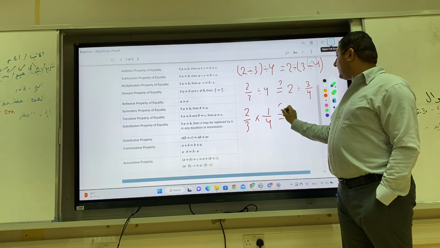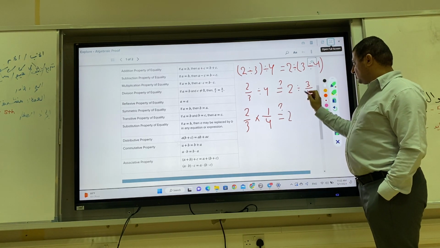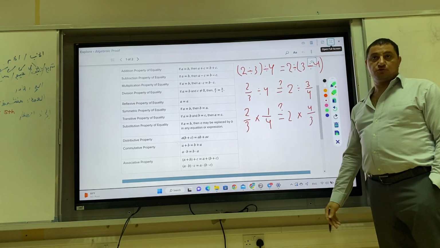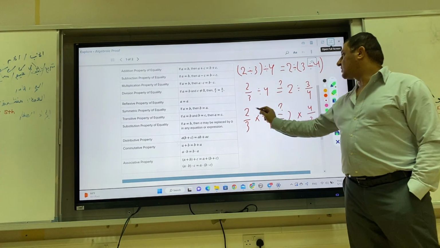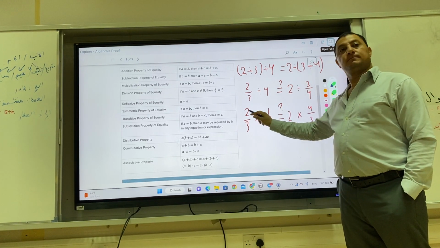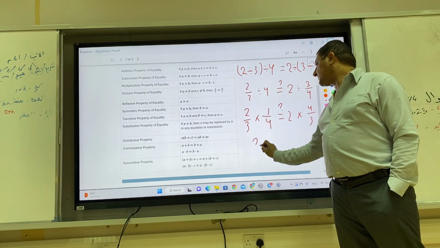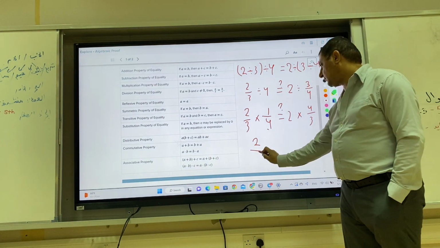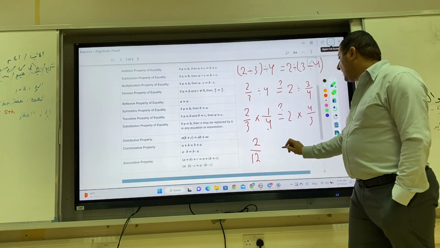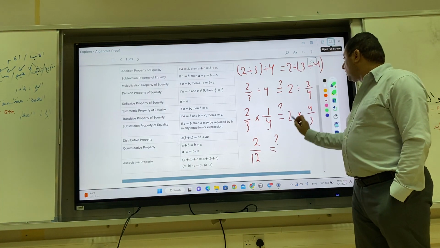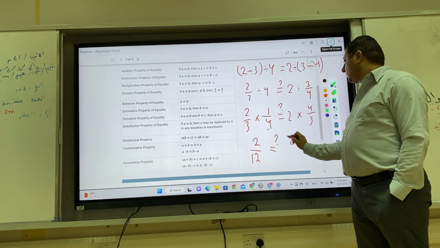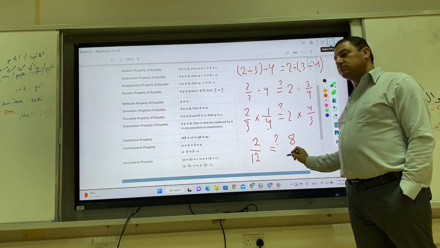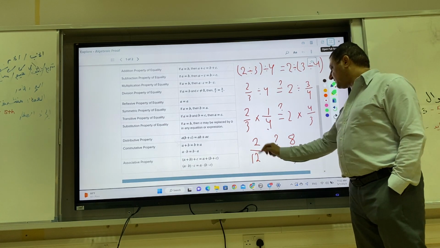Is it equal to 2, change, flip? I'm not sure. Let's simplify. 2 times 1 is 2. And 3 times 4? 12. Is it equal? 2 times 4 is 8. And 2 is over 1. 1 times 3 is 3. Do you think these fractions are equal?